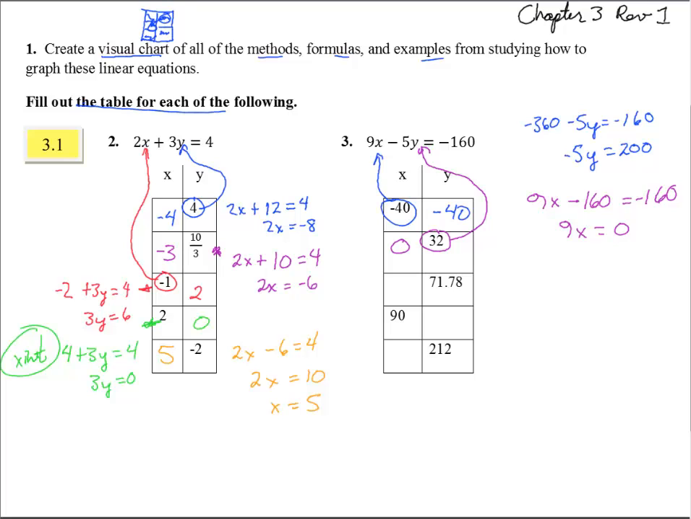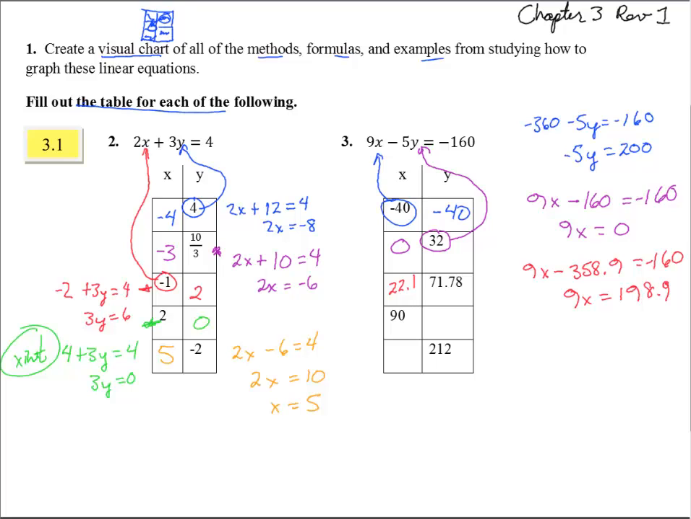Next one, y, 71.78. So we get 9x minus 5 times 71.78. Punch that in your calculator and you get 358.9 equals negative 160. So add 358.9 over to the other side to get 198.9. Now divide both sides by 9 and we end up with 22.1 is what x is.